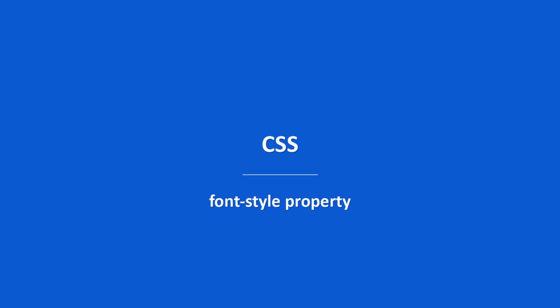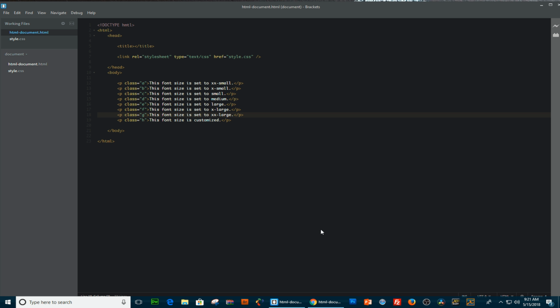In the previous lecture, we learned about font size. In this lecture, we're going to learn about font style. So the font style specifies the font style for a font. There are 6 values: normal, italic, oblique, inherit, initial, and unset. But for this course, I will only go over the first 3 of them, which is normal, italic, and oblique.